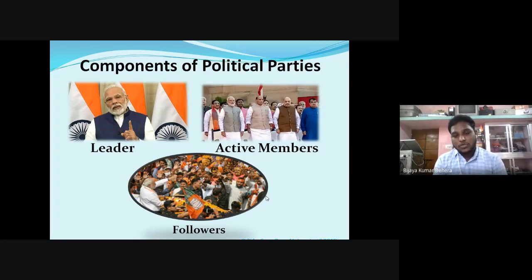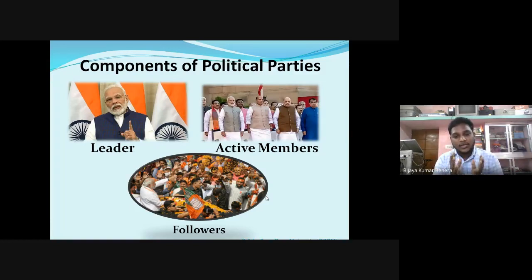If a classroom has a monitor, they form a small group, maybe their football team or any other group. They are the active members. They work for their school, they work for their department. Just like that, the active members, those who are elected, those who are the ministers, they actively work for the nation, the country, and the state. They are the active members of the political parties.